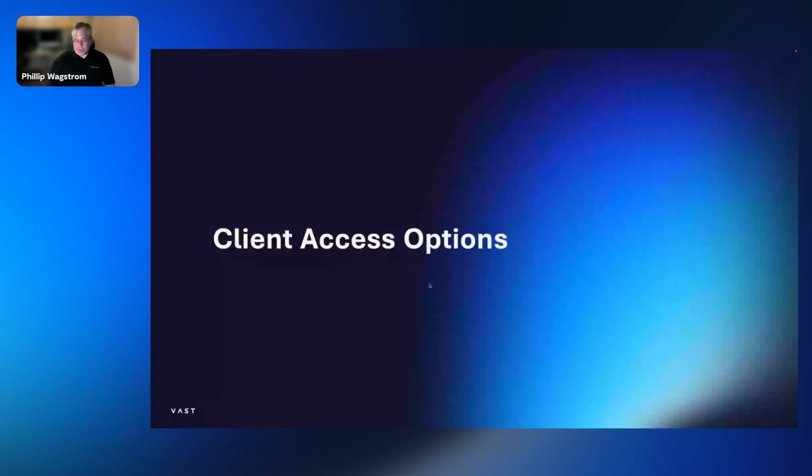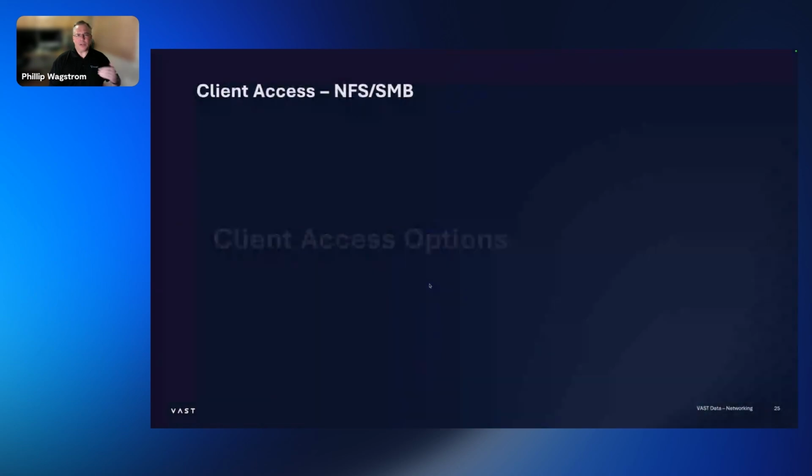So moving on here, let's talk about the different client access options. How do we get the best performance? We talked about a single client connecting to a single VIP address. Can I make use of more of the bandwidth that that VAST cluster has? What are our options? Let's talk about some options here.